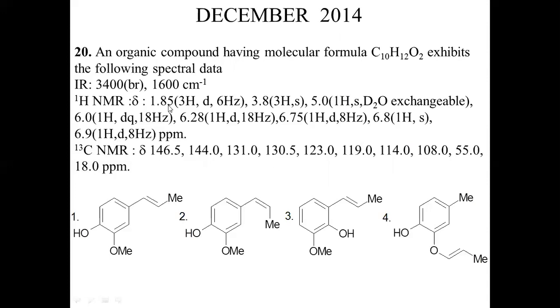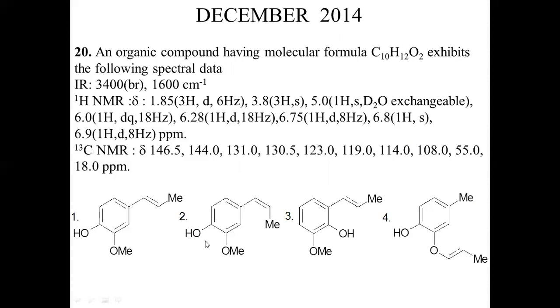You have been provided with IR, proton NMR, and C13 NMR. Now also you have been given 4 options. Now when you look at the NMR values in the aromatic region, you have 1H, 1H, and 1H. That means they have to be tri-substituted, and all are tri-substituted.